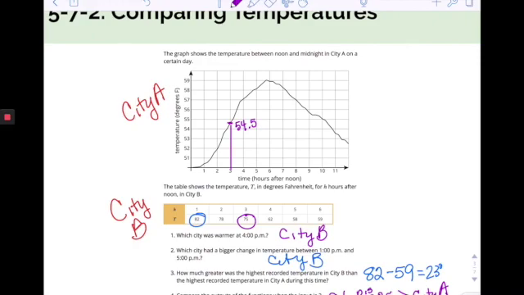So which representation do you think was better for identifying the highest recorded temperature? Raise your hand if you think it was the graph. And now raise your foot if you think it was the table. I saw more hands than feet, so I'm really thinking that you were agreeing with me that the graph made it super easy to identify which was the highest.